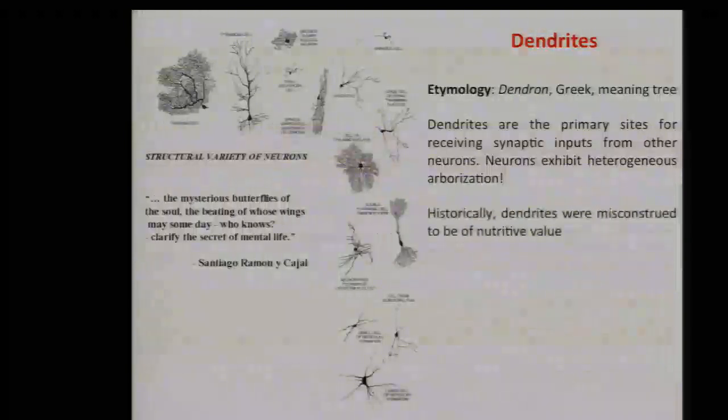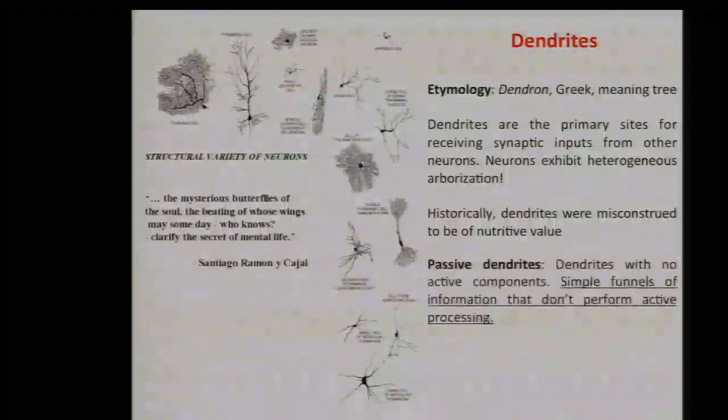Historically, dendrites were misconstrued to be of nutritive value, where they are just passing on food, quote unquote, to the neurons, and they don't have any information processing capabilities. That was the idea. In this nomenclature, you can also call dendrites passive, where they don't have what are called active components, which we will come to in a minute. They were thought to be simple funnels of information.